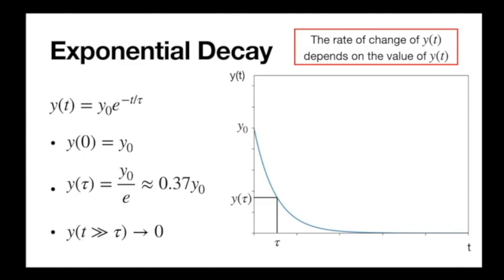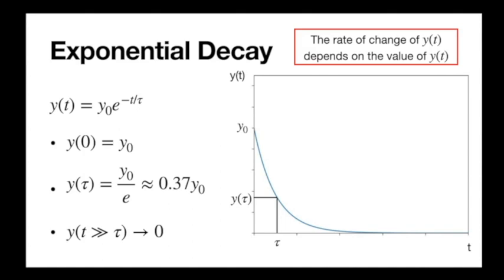So let's just plug some things in and see how we get this graph. If we plug in time equals 0, so our initial time, we get y naught times e to the negative 0, right? 0 over tau is just 0. So e to the 0 is 1, and we just get our initial value, y naught. So that's why we call it y naught, because it is our value of y at our initial time. And that's our maximum value that we start with.